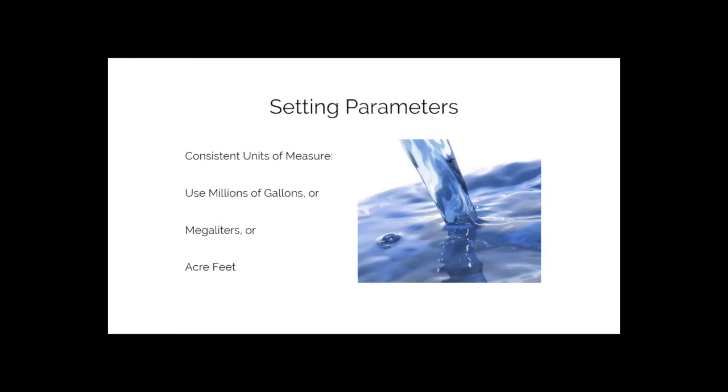If you're a smaller system and you don't record volumes in any of these units, you probably are recording your units in gallons or thousands of gallons. So in which case you can just convert from gallons to millions of gallons by just dividing by 1,000,000. So again, if you have any questions or concerns about what units to pick, how to be consistent with it, we would be happy to help work with you to determine that.